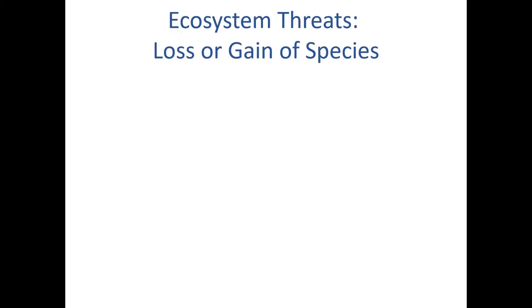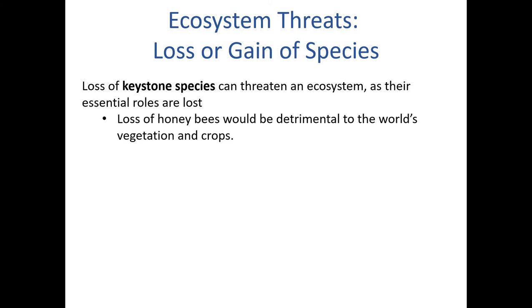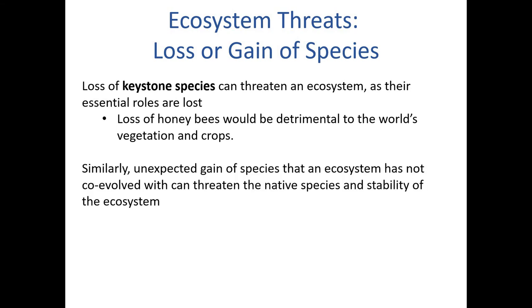So, some threats to ecosystems. Loss of keystone species is one that can threaten an ecosystem because you lose these essential roles that they're playing, and you lose one of those central nodes, like Google that they talked about in the video. Loss of honeybees, for example, would be detrimental to the world's vegetation and crops. Similar to this, if you unexpectedly gain a species that an ecosystem has not co-evolved with, that can also threaten the native species and the stability of that ecosystem.